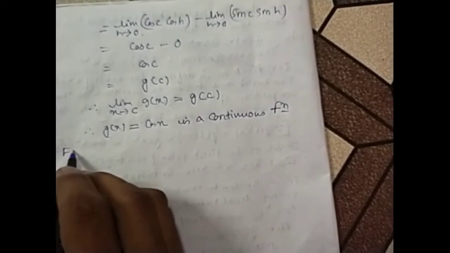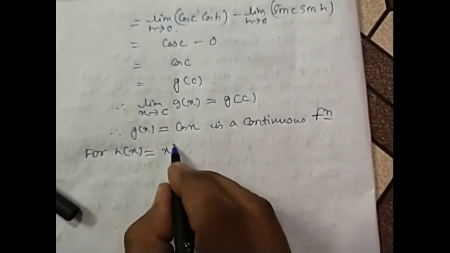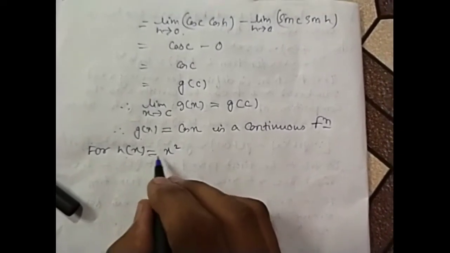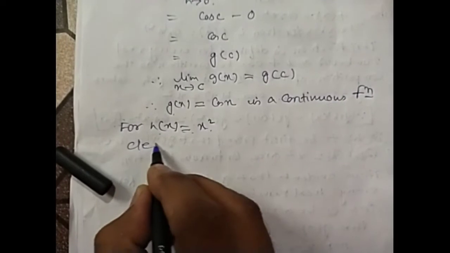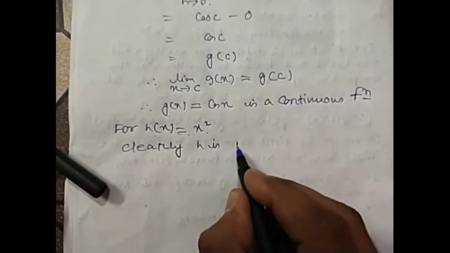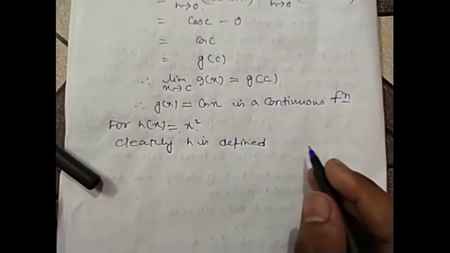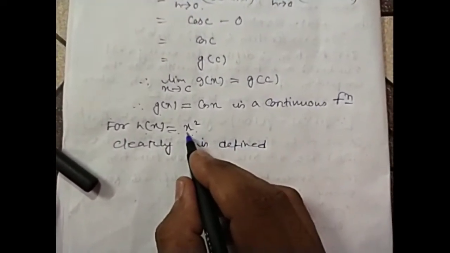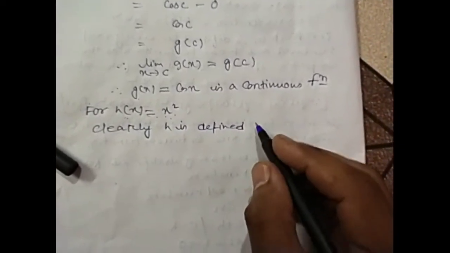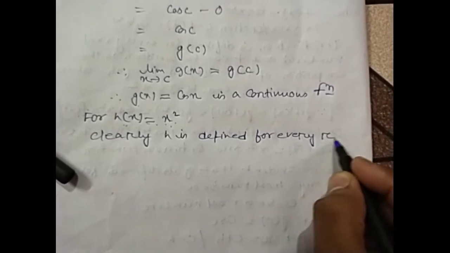Now second, for h(x) equal x square, you have to prove h(x) equal x square is also continuous. Clearly h is defined, similarly h is also defined. It may be continuous, it may not be continuous, but h is always defined for every real number.